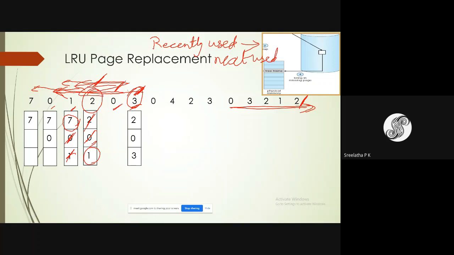Next, page 0 is required, it is available. Page 4 is required, it is not available, it is a page fault. Observe the pages which were recently used out of the existing ones. All these are executed already. So which was recently used? Page 0 was recently used, block it. Page 3 was recently used, block it. Now page 2 is replaced by page 4.